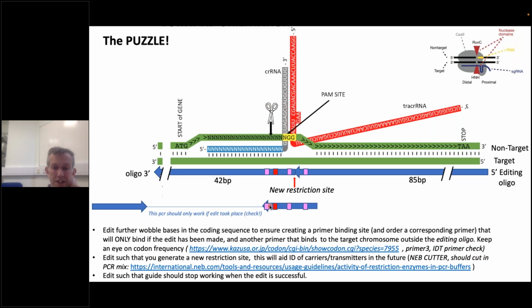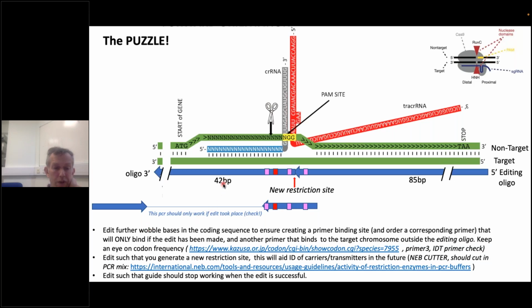When we design these, when we change these wobble bases, we keep an eye on coding frequency. I've put a link over here. What we also do is we edit in such a way that we try to create a new restriction site. And again, if we try to create a new restriction site, we use enzymes that cut in PCR mix to make our life easy.